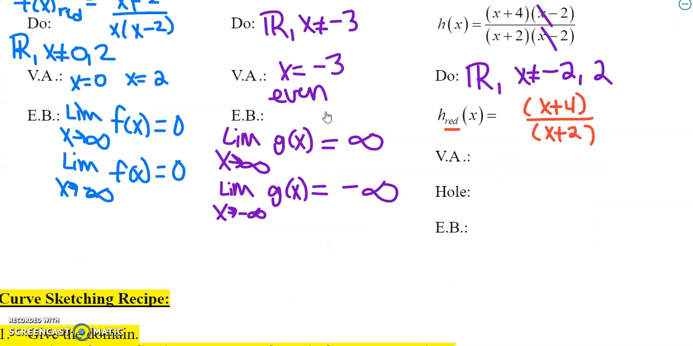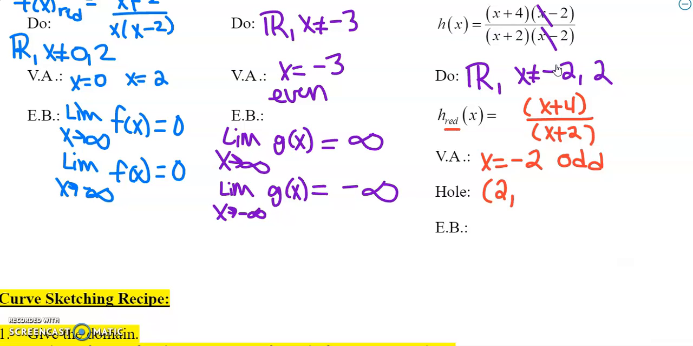So where do we have a vertical asymptote? Well, we have a vertical asymptote at x equals negative 2. It's odd because the power of this factor is an odd number, so that means it's an odd vertical asymptote. What about our hole? Okay, well the hole that we crossed out is going to be at x equals 2.